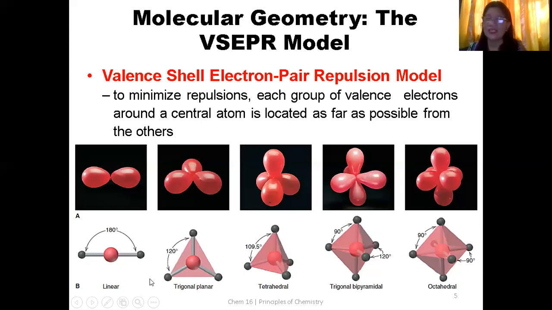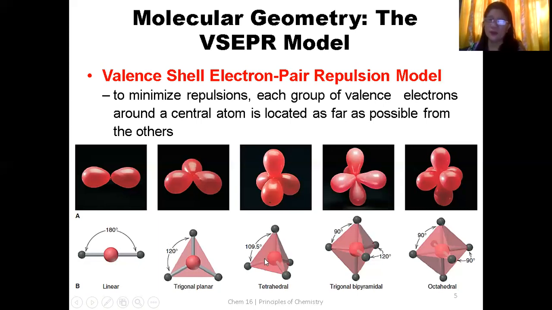For the trigonal, it is 120 times 3, because it has three sides. This is 120 plus another 120, 240, plus another 120 is 360. Okay, that's trigonal planar. This one is tetrahedral.